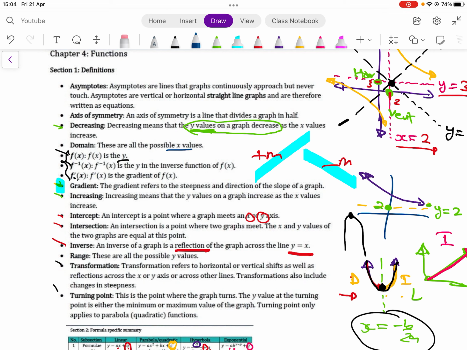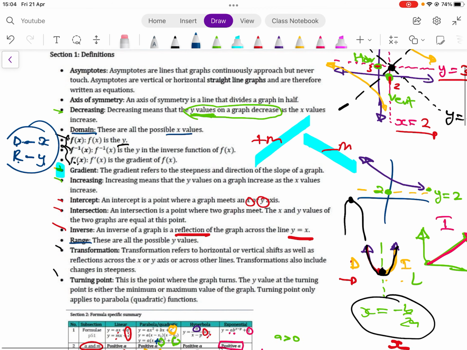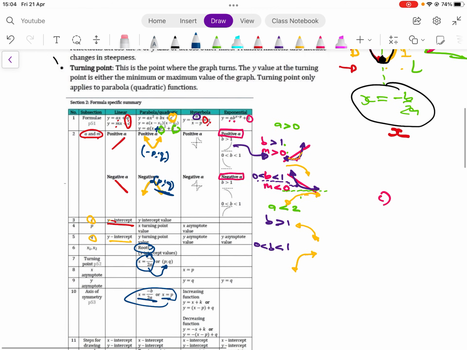To remember which one is for x and which one is for y between domain and range, just remember that between D and R, D comes first alphabetically, and between x and y, x comes first alphabetically, y after. So you can see D, domain, for x values, range for y values. That's basically how you can remember those.